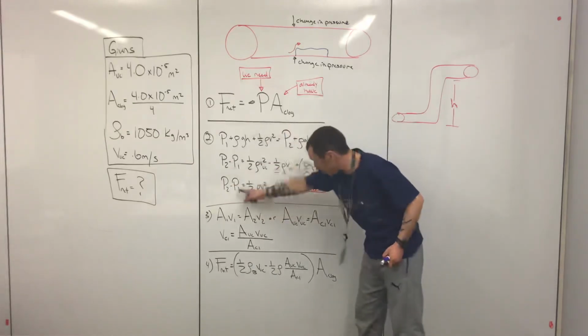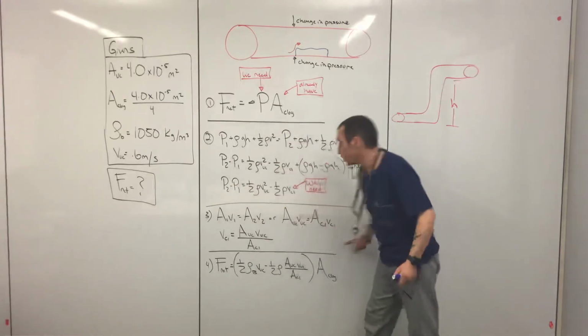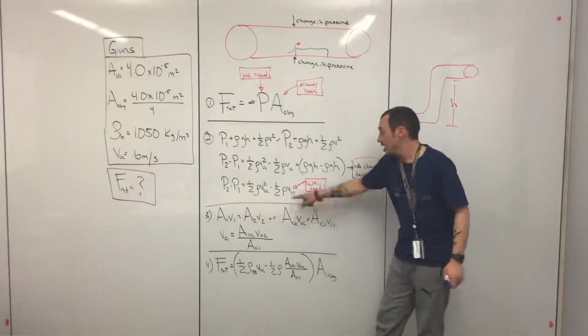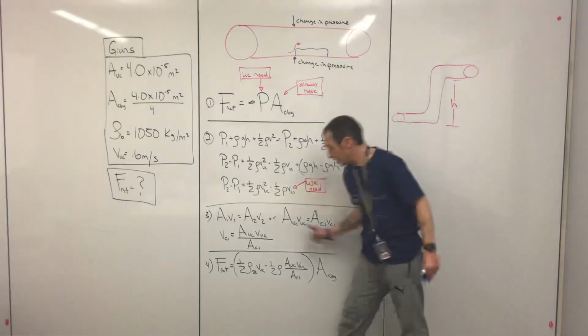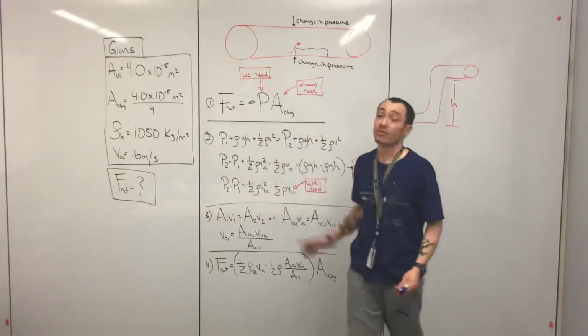Bernoulli's equation let us look at the change in pressure. The continuity equation let us find the velocity in one part of that blood region, and then we were able to put it all together to get the net force on the artery.